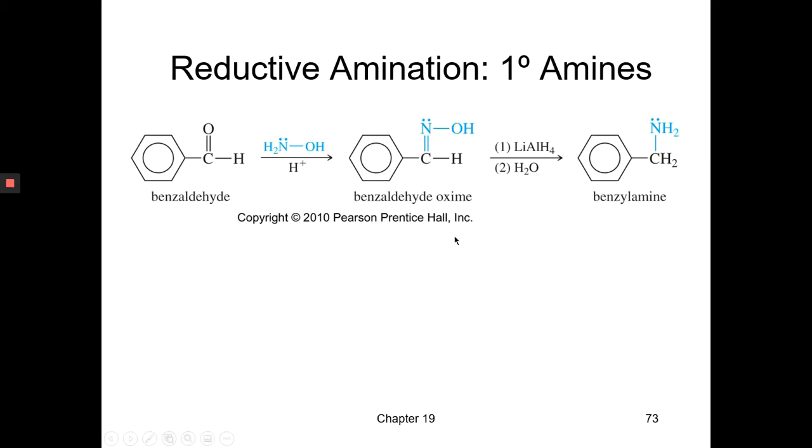For our next lesson on the functional group amines, we'll be looking at various reductive methods. This is an example of converting an aldehyde to a primary amine by first forming the oxime with hydroxylamine and then reducing it with lithium aluminum hydride.